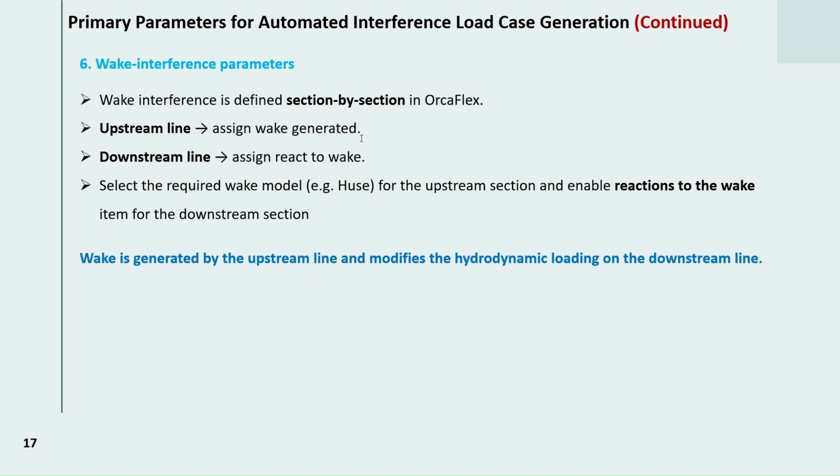At this point, I have completed the review of the primary parameters used for automated interference load case generation. In the next part, I will move on to the interference analysis methodology itself and explain how these generated cases are used in the engineering assessment.